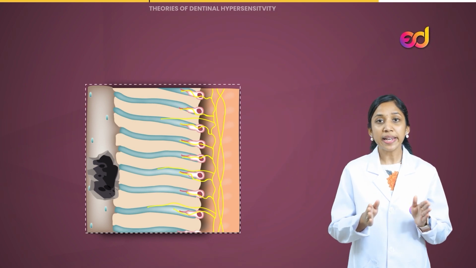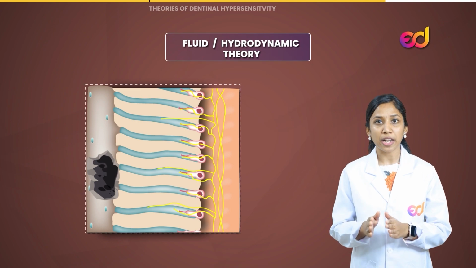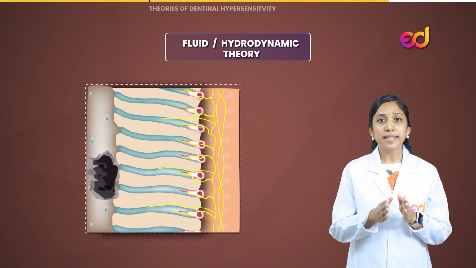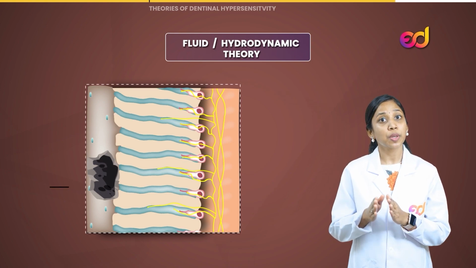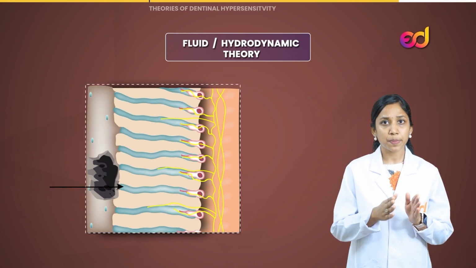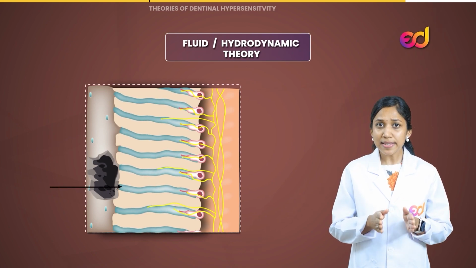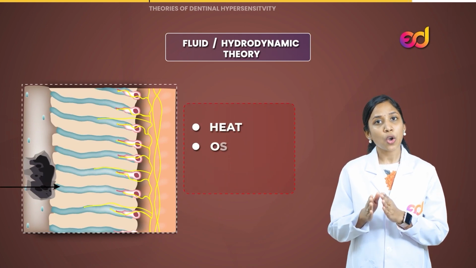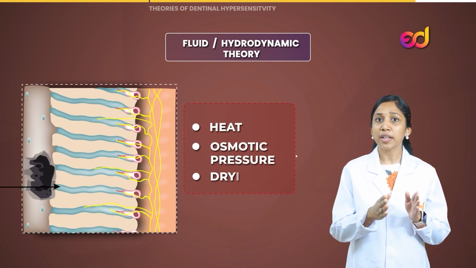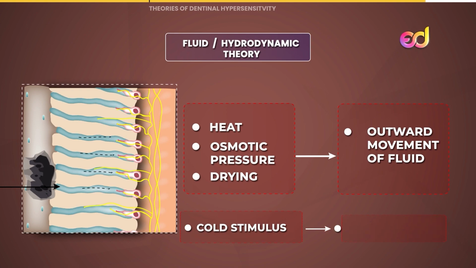Finally, the widely accepted theory, that is the fluid or hydrodynamic theory. This theory states that dentin sensitivity is due to the movement of fluid that is present inside the dental tubule. Well, inside these dental tubules, various stimuli like heat, osmotic pressure and drying can cause an outward movement of fluid, whereas cold stimulus causes an inward movement.